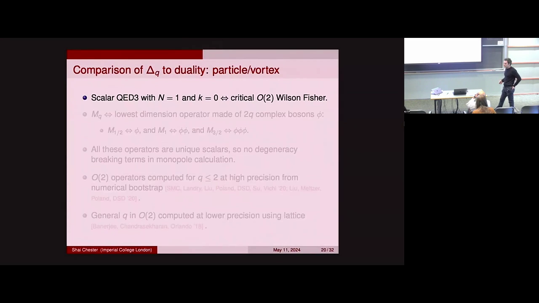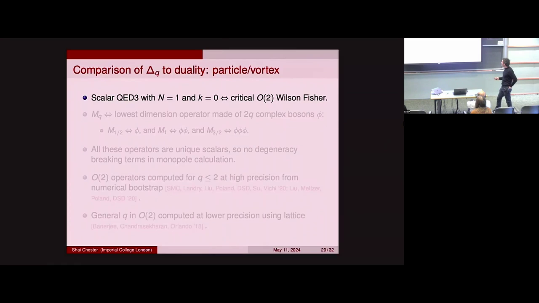So let's first discuss particle vortex duality. We take our answer, which is in the large flavor limit when n is very large, and we're going to very boldly extrapolate this to one flavor. Now, this might seem like a crazy extrapolation. Why should this give anything reasonable? Well, just wait and see, and the evidence will speak for itself.